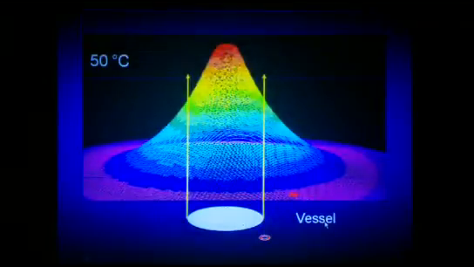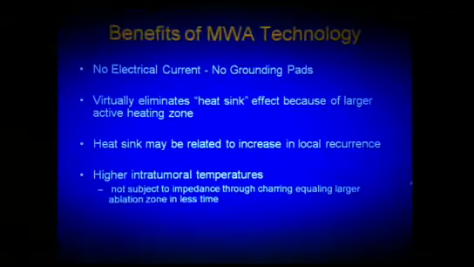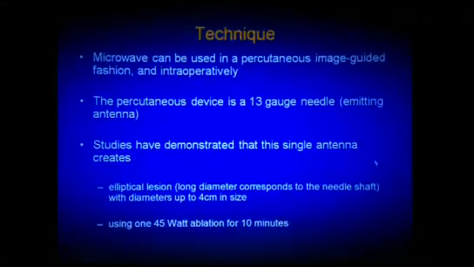When the lesion is located near a blood vessel, we have to be concerned that we're not going to get the optimal heating with radiofrequency ablation. This is not the case with microwave ablation. So the summary with microwave ablation, there's no current used, no grounding pads used, there's no heat sink effect, basically. This all results in a decrease in local recurrence with microwave ablation.